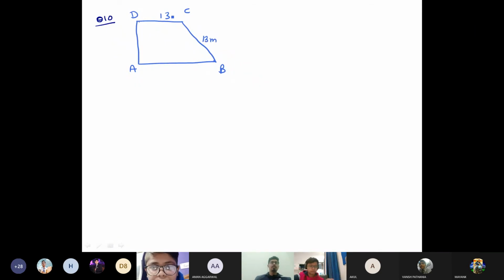This is 13 meters. This is 13 meters. And this complete is 18 meters. Okay. Now what I have to do? I have to find out the area of the quadrilateral. And what is given? AB is perpendicular to AD. It is given to us.